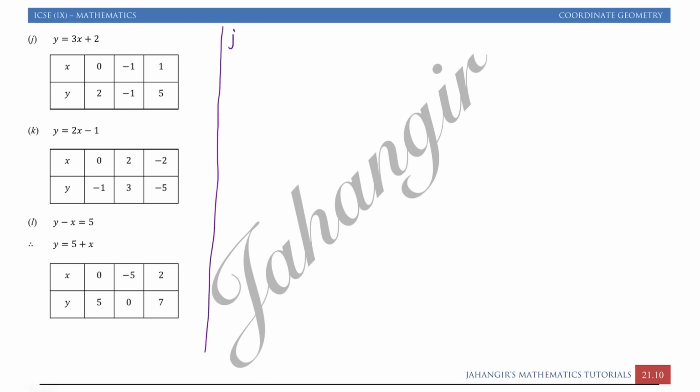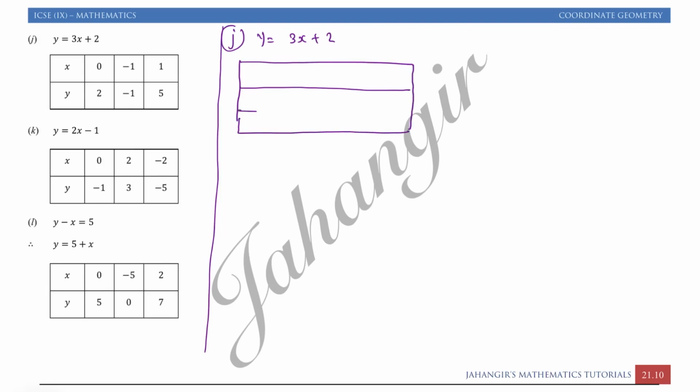Question number J, we have y is equal to 3x plus 2. So we will make a column. I'm just explaining to you and then I will make the column beside the graph. See x, y, you can take any value. We have the equation 3x plus 2. So first I can take x is equal to 0, I will follow this table. You can take any value, your lines will be the same straight line.